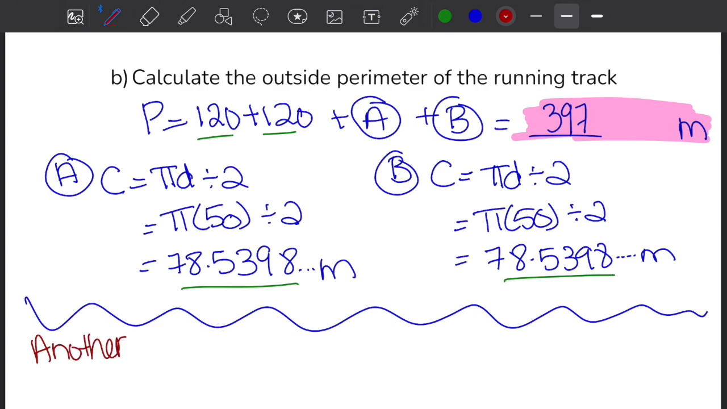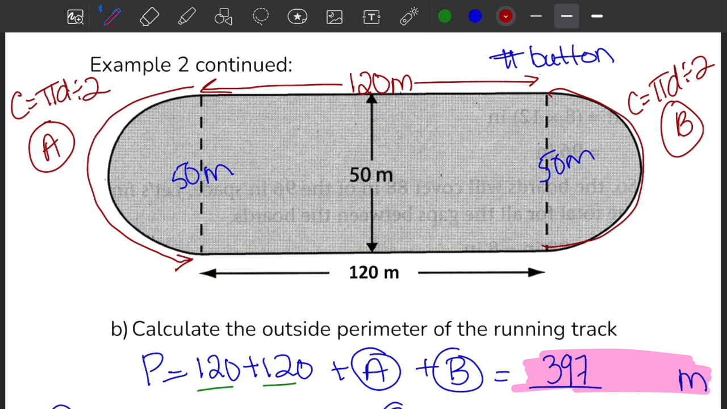So if you solved it this way, if you combine the two semicircles, keep watching to check if you answered this correctly. So the logic behind this is that since these two semicircles are the same size, we can kind of combine them visually and turn them into one circle. Okay? And by calculating the circumference of this one circle and then adding the two 120s, we can solve the problem a lot faster.